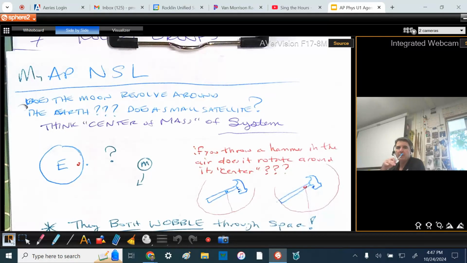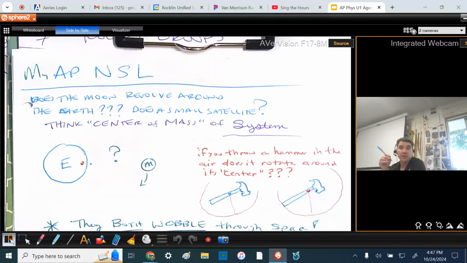We'll learn more about center of mass when we get into momentum. But right now, there's a question that talks about center of mass on Newton's second law, and I just wanted you to have a little bit of an introduction to what that's talking about.